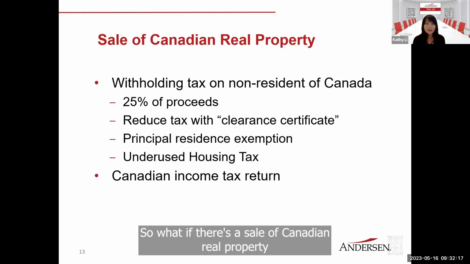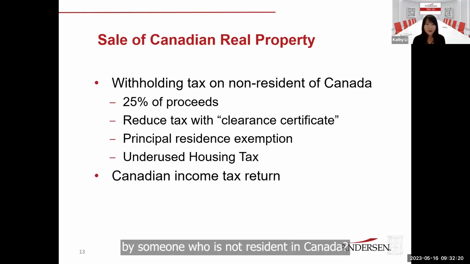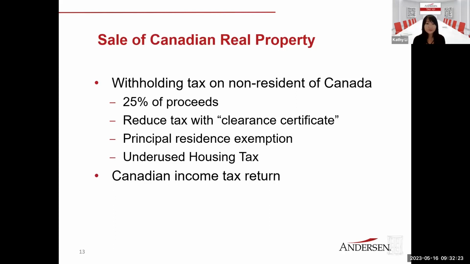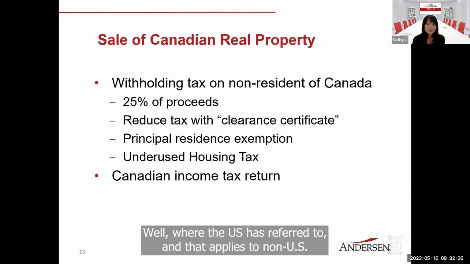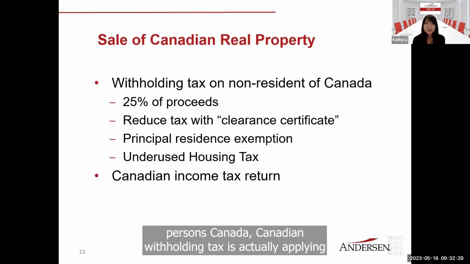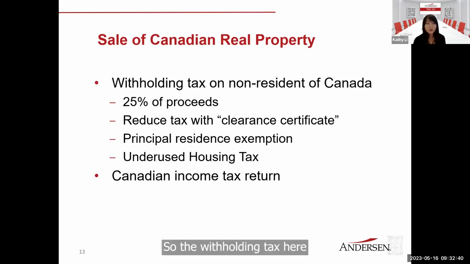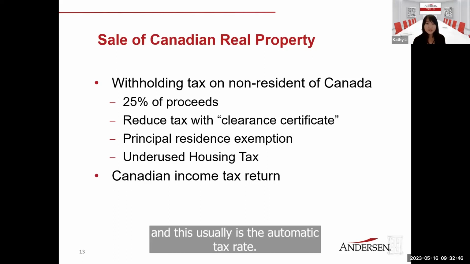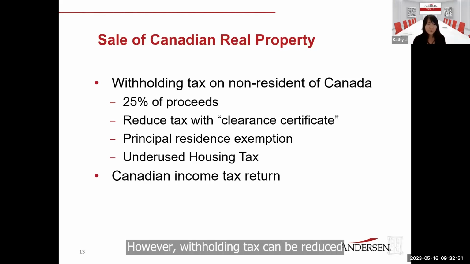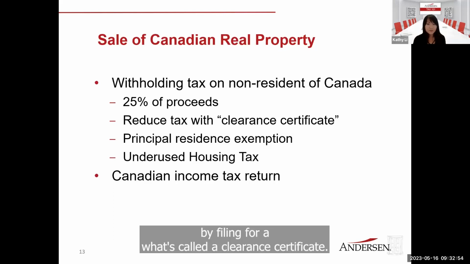So what if there's a sale of Canadian real property by someone who is not resident in Canada? Well, where the U.S. has FIRPTA, and that applies to non-U.S. persons, Canadian withholding tax actually applies to non-residents, since Canada taxes on residency instead of citizenship. So the withholding tax here is 25% of gross proceeds, and this usually is the automatic tax rate. However, withholding tax can be reduced by filing for what's called a clearance certificate.